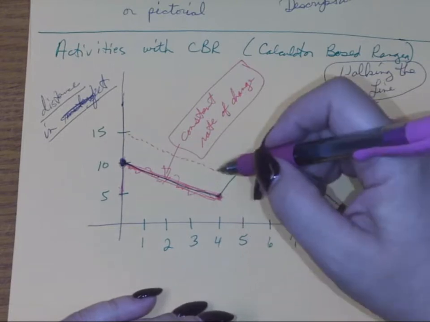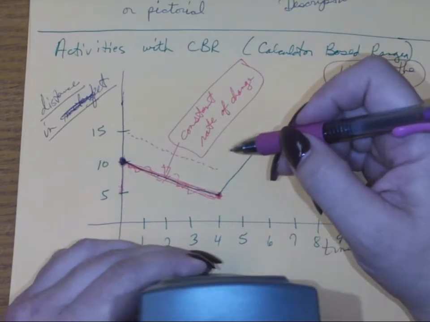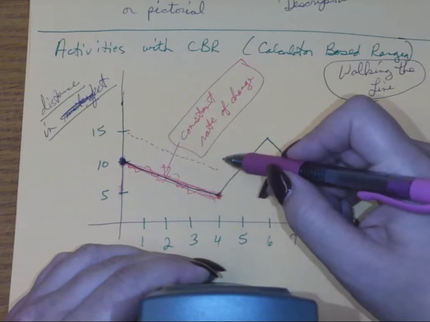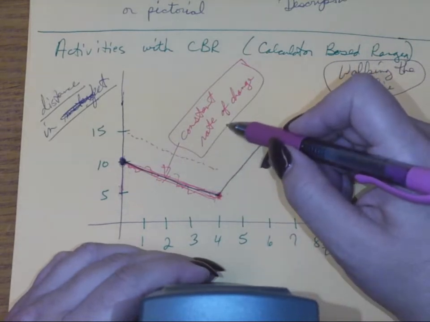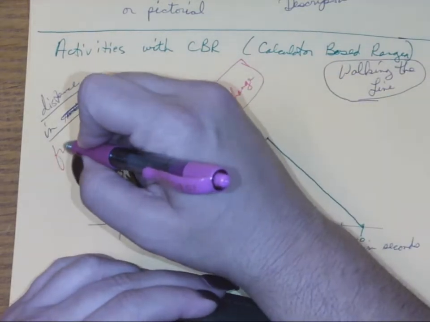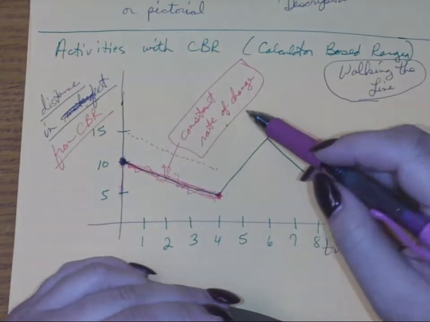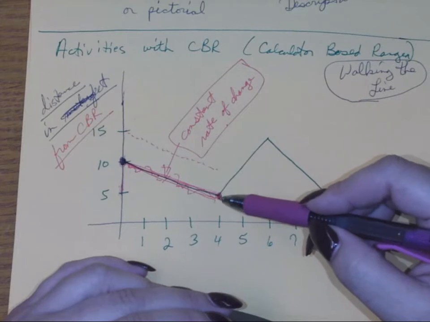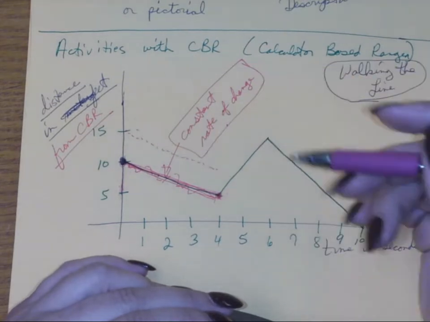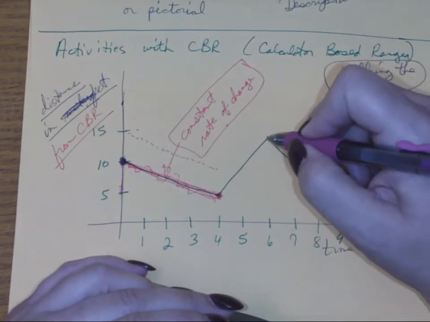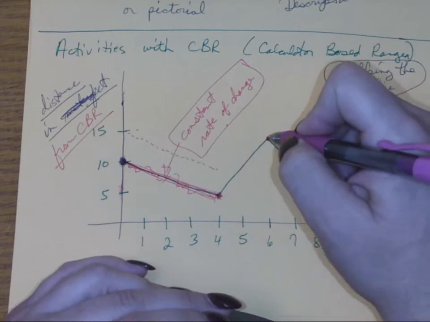Yeah, I went back away from the CBR, right? So here's my CBR. I'm going away from the CBR. This is distance in feet from the CBR. That's the way you could think about it. Okay, so I'm going away from it. And it looks like I'm going from 5 feet to 15 feet. And the time here is even shorter. It's between 4 seconds and 6 seconds.